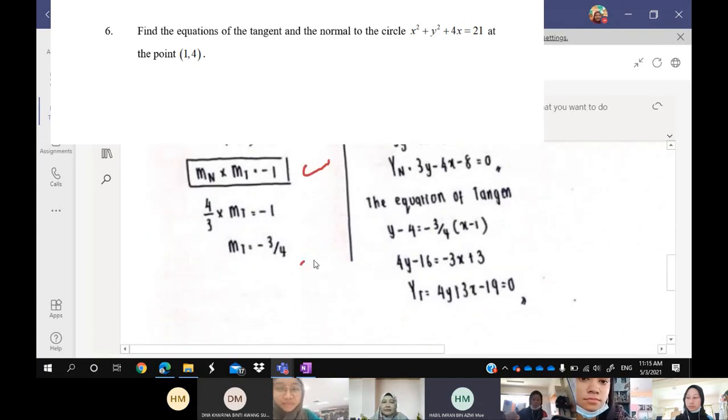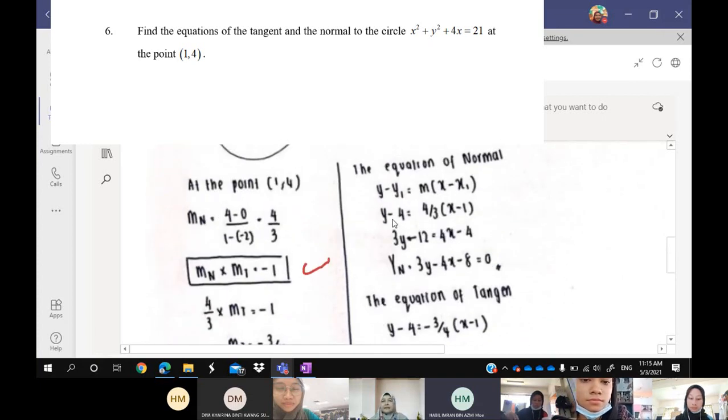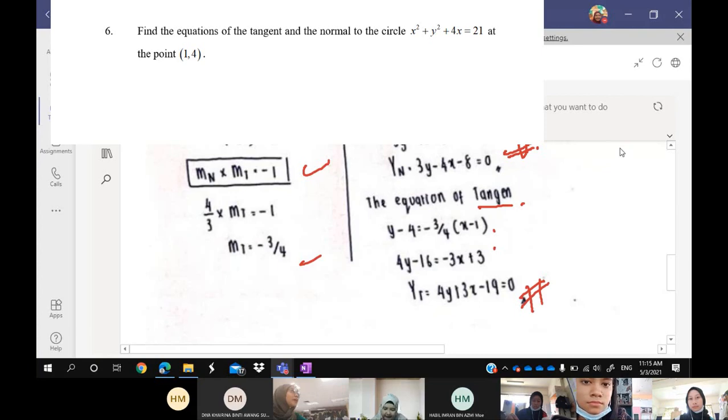So next we do the equation for the normal. We get the normal: 3y minus 4x minus 8 equals 0. And the equation of the tangent is 4y plus 3x minus 19 equals 0. Okay, our aim is to find the equation of tangent and normal, right?